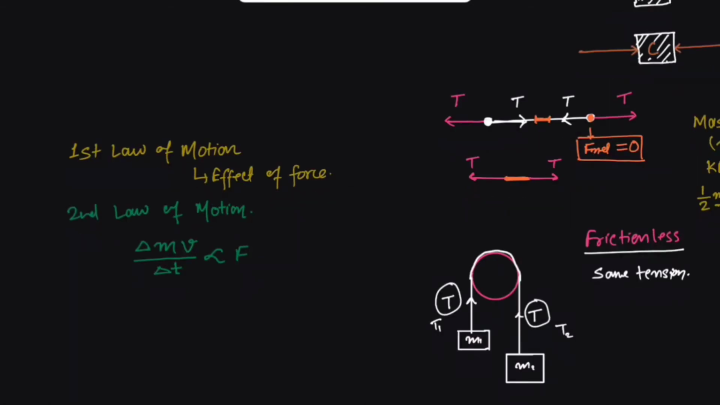This is the second law of motion. m is always constant, it never changes, so m would be the same. So delta mv means final momentum minus initial momentum. Final momentum would be mv2, initial momentum would be mv1.